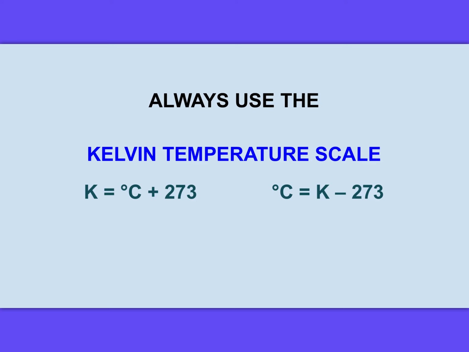In these problems, you'll always work the problem in Kelvin. So if you have degrees Celsius, be sure to add 273 degrees to it. If the problem asks you for a final answer in degrees Celsius, after you get your answer in Kelvin, to get back to degrees Celsius, just subtract 273.